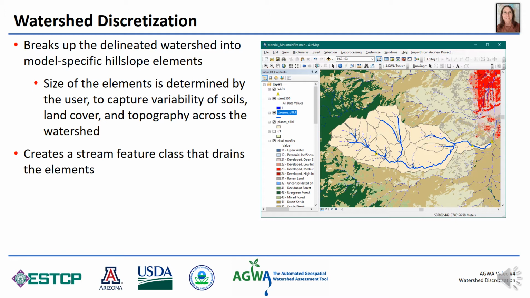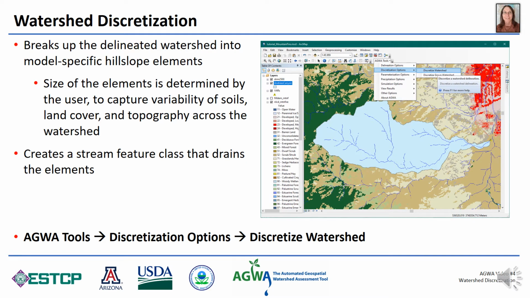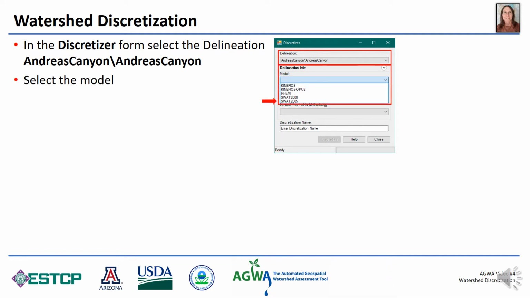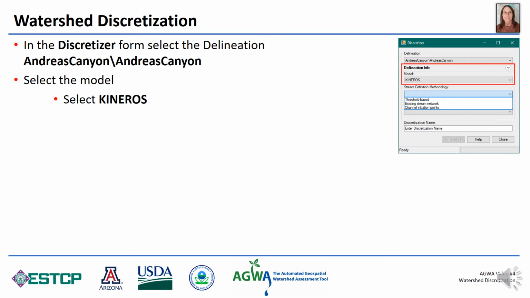Watershed discretization also creates a stream feature class that drains the elements. To discretize a watershed, go to AGWA Tools, Discretization Options, Discretize Watershed. In the discretizer form that opens, select the delineation from the drop-down menu, Andreas Canyon / Andreas Canyon, that you created in the previous video. The next step is to select the model from the drop-down menu. There are several models available for use in AGWA. You can read about each one on the AGWA website. For the mountain fire tutorial, we'll select the KINEROS model.